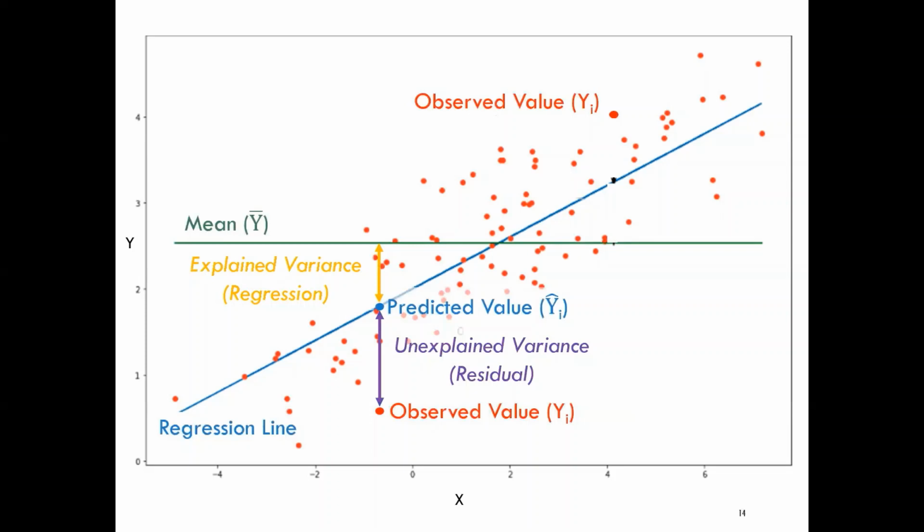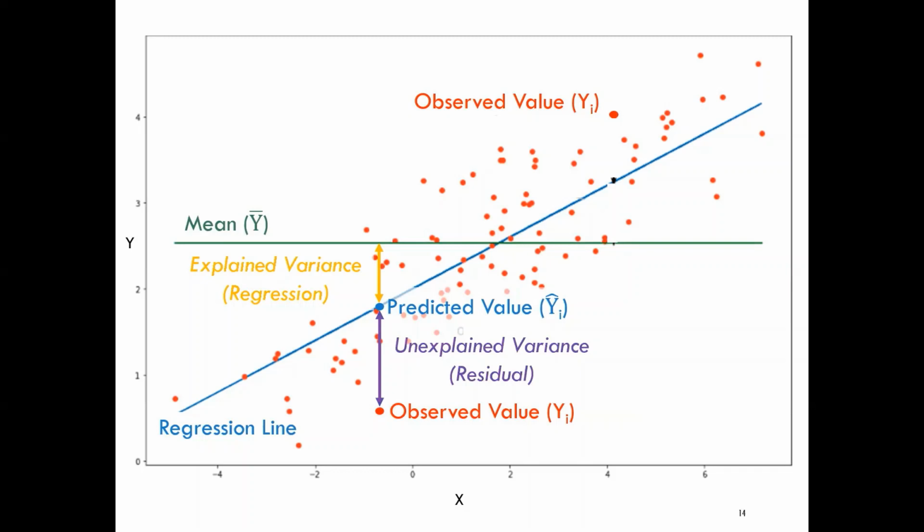The difference between the predicted value and the observed value is the unexplained variance. This is called the residual or error. And this variance is what the regression line cannot explain for that data point.